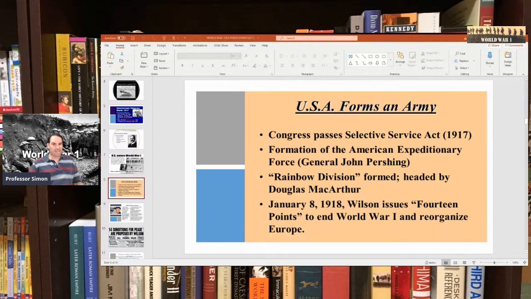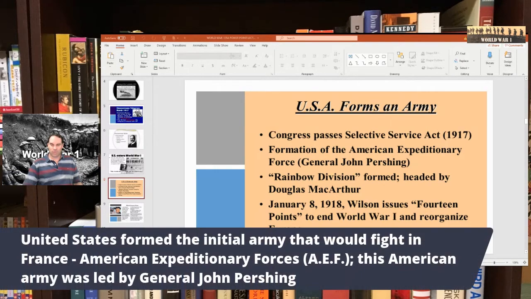Now, of course, the United States then formed an army, which was called different names. Usually the AEF, or American Expeditionary Force, is what they called it. That was our initial army that went over to France and fought, which wouldn't really be until 1918 before we actually got in the war itself.